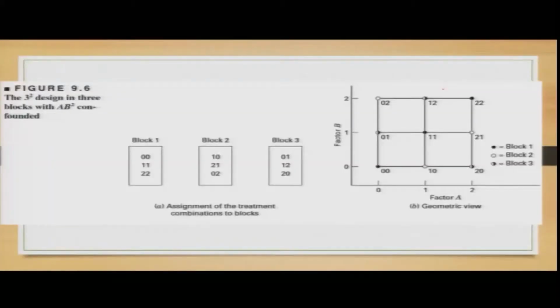So, a 3 square design in 3 blocks with AB square confounded. We basically consider 3 blocks. So, let me highlight block 1, block 2 and block 3. The combinations, if you see, are 0 0 which is low low, 1 1 which is basically middle middle or normal normal, and 2 2 is high high. Basically, there are 2 combinations which I am considering. So, these 3 are basically the blocks, and there are 2 factors. So, that is how the 2 combinations come out here.